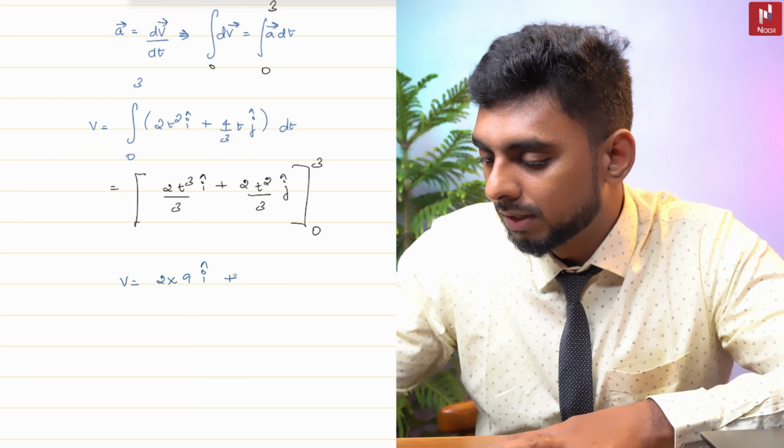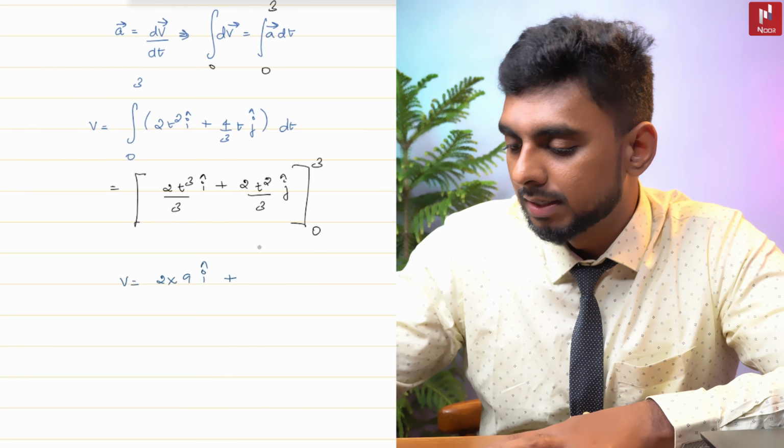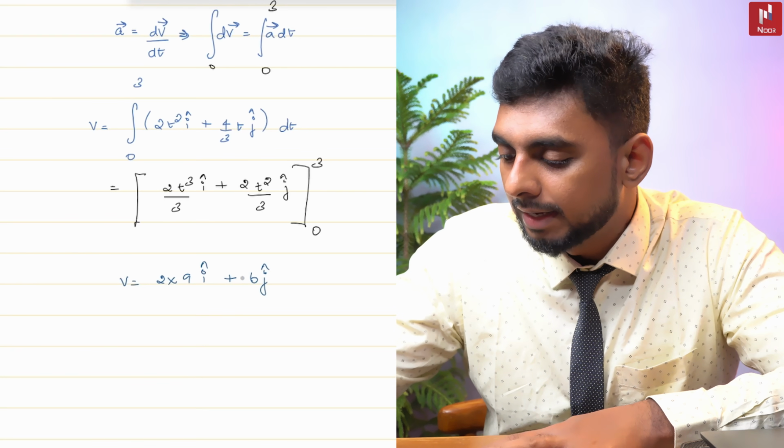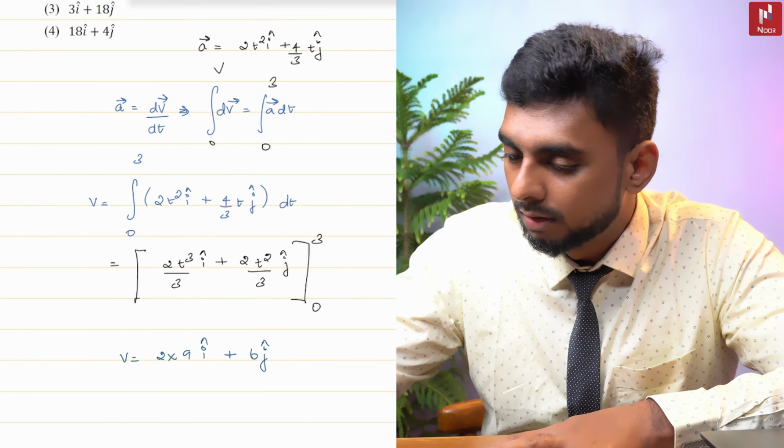Okay, so here v will be equal to 2 into 27. 3 into 3 into 3, so one 3 will get cancelled out, so we'll have 2 into 9 i cap plus 2 into 1, you'll have only one 3, the other 3 will get cancelled out, so we'll have 6 j cap. So the answer here is 18 i cap plus 6 j cap.